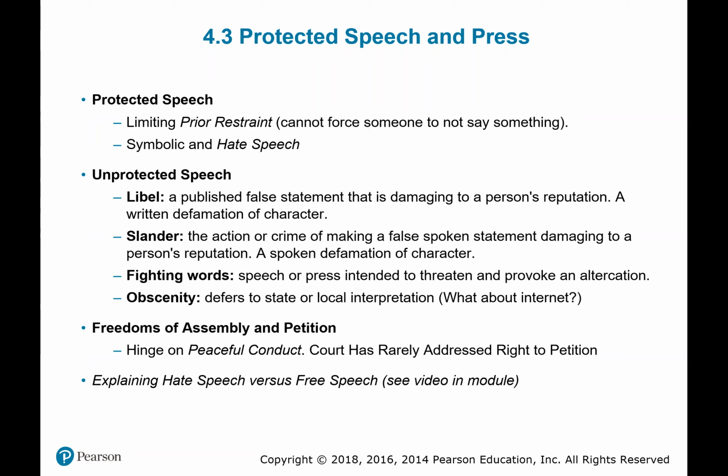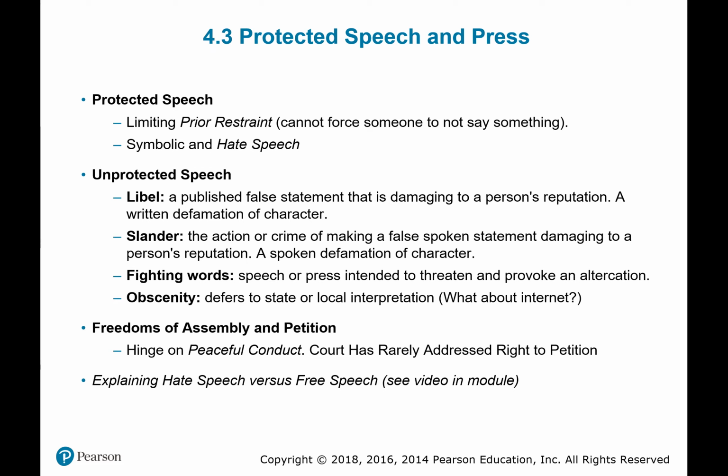Slander is spoken word. So the action or crime of making a false spoken statement damaging to a person's reputation. And again, same issue, it has to be shown to be false. Fighting words, this is kind of a gray area, but speech or press intended to threaten or provoke an altercation. And I would say there's a lot of fighting words, especially now in the press, that goes unchecked. However, if it's imminent danger, then that's not protected.